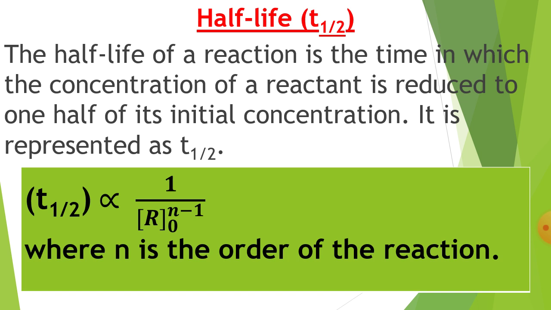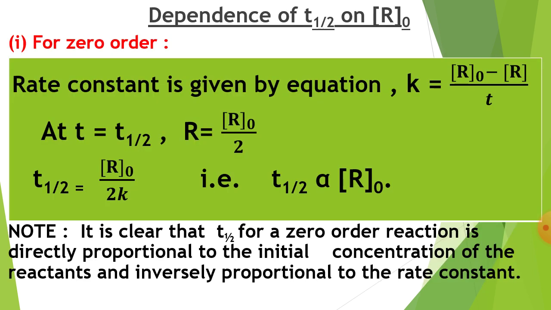This is also a very important formula from the numerical point of view in this chapter. Now, the dependence of T half on R naught for zero order reactions and for first order reactions. Let us explain the zero order reaction first. You know that the rate constant for zero order is given by K equals R naught minus R divided by T.